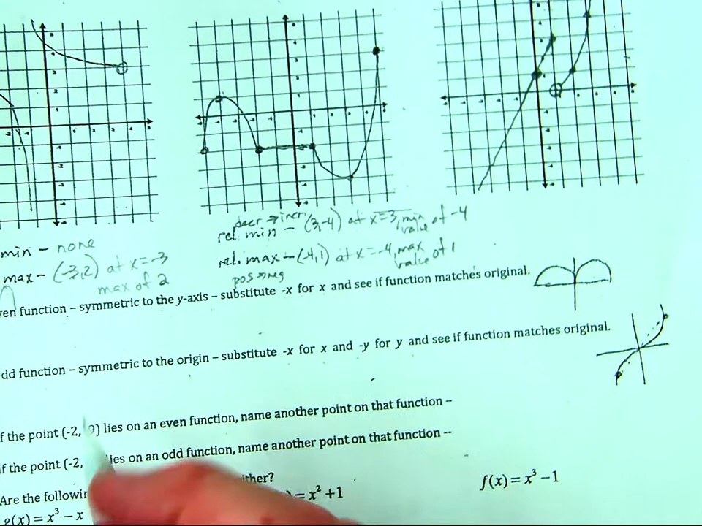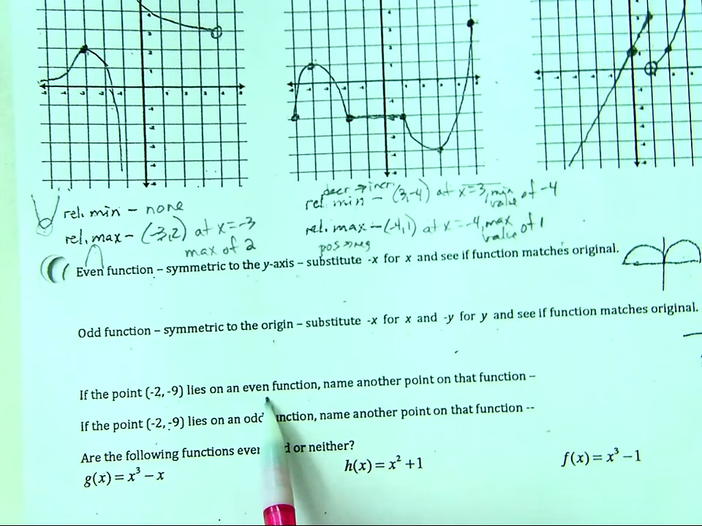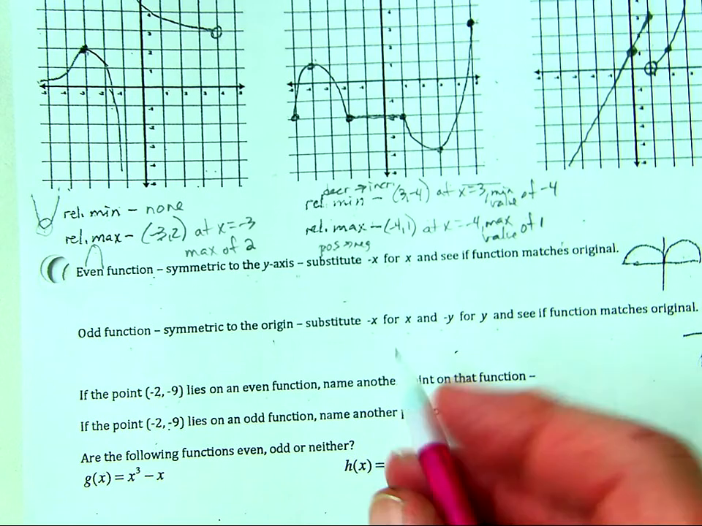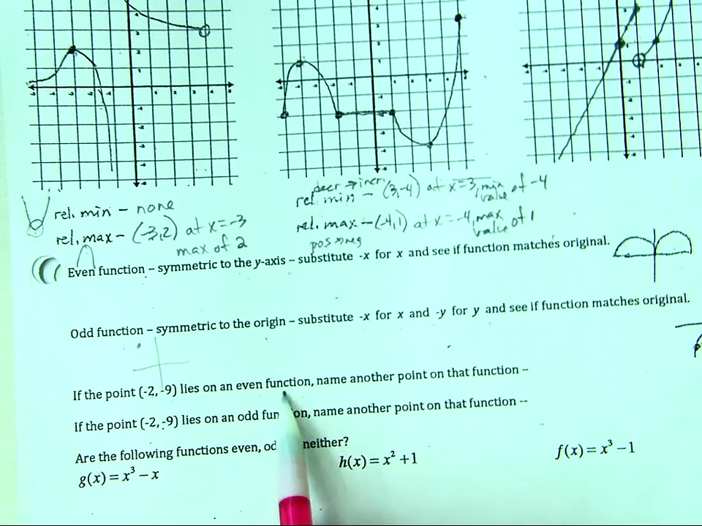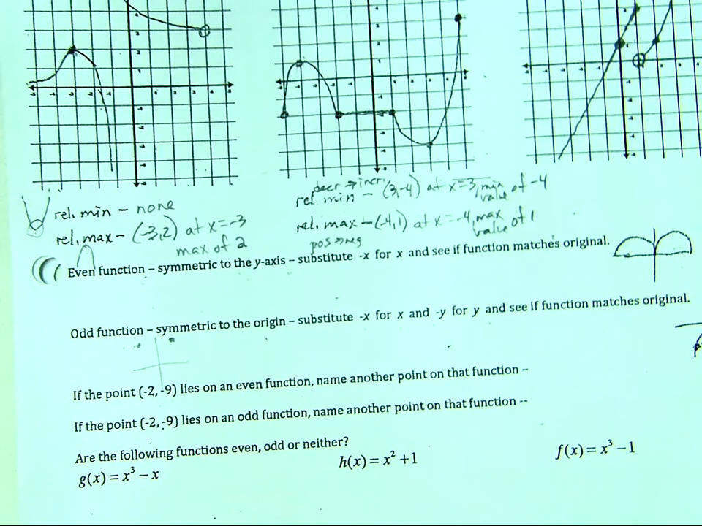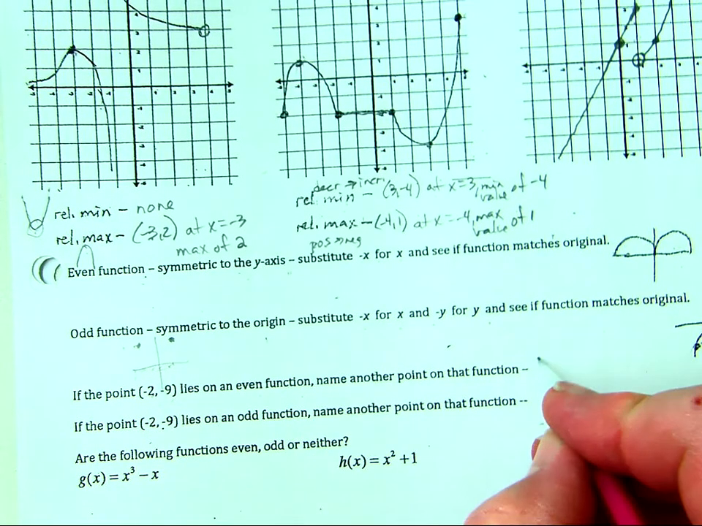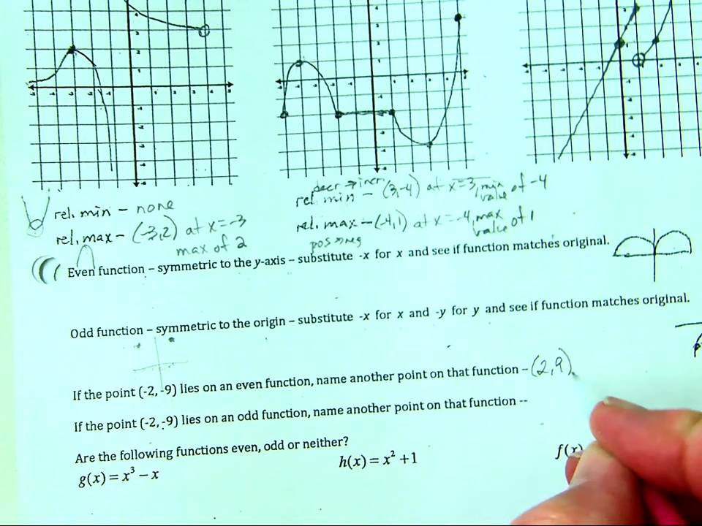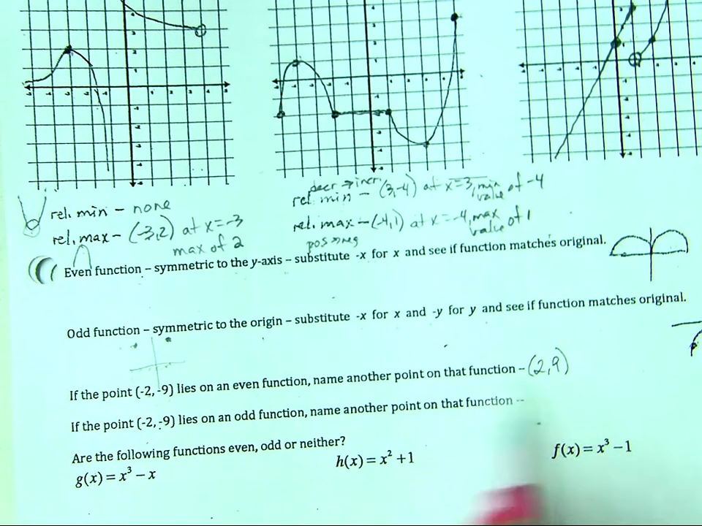All right. So if I tell you I have a point -2, -9 that's on an even function, name another point. Well, -2, -9 is going to be over here to the left. If it's even, if it's symmetric across the y-axis, shouldn't there be a matching point over here? So if this is -2, 9, this one would be +2, 9. So we said you could substitute negative x for x. Here, notice we just changed the sign on our x.